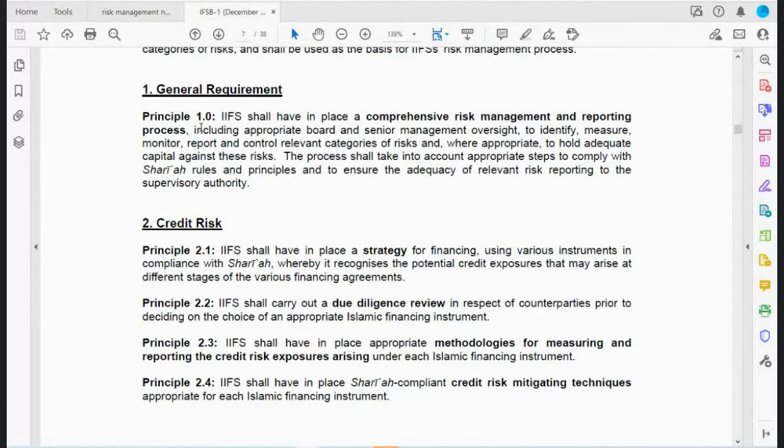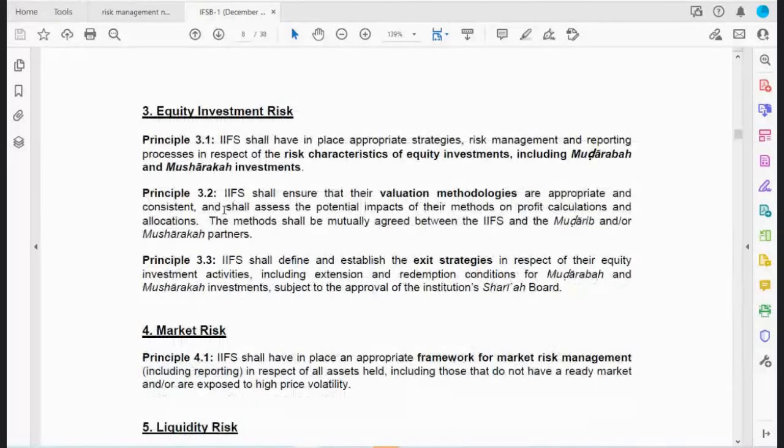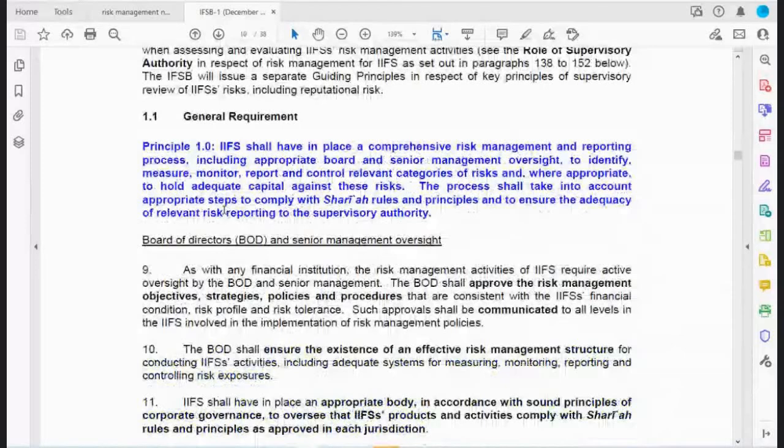Okay. Principle number 1, Islamic financial institution shall have in place a comprehensive risk management and reporting process, including appropriate board and senior management oversight to identify, measure, monitor, report and control relevant category of risk, and where appropriate to hold adequate capital against this risk. The process shall take into account appropriate steps to comply with Sharia rules and principles and to ensure the adequacy of relevant risk reporting to the supervisory authority. Okay, so they are the definition and principle. Okay. Ini general requirement.